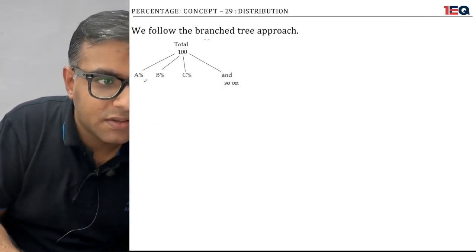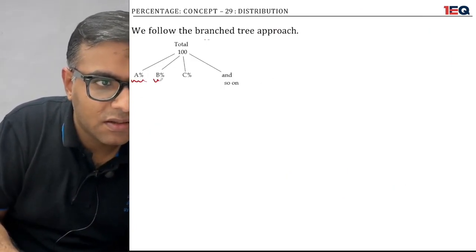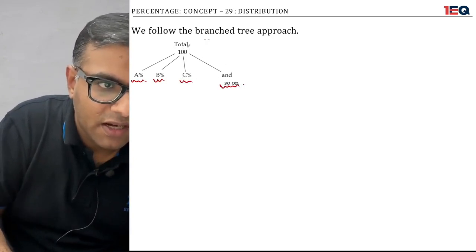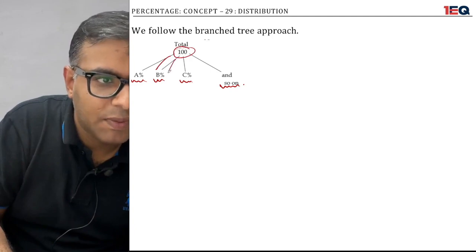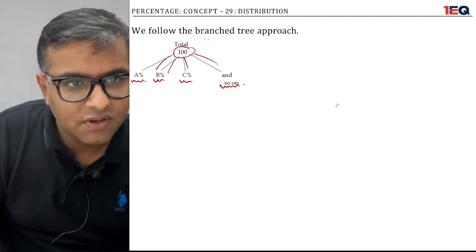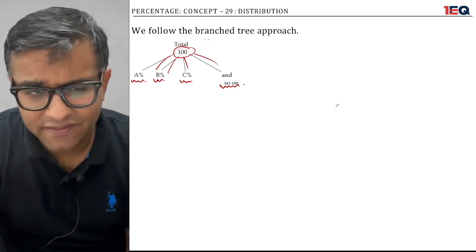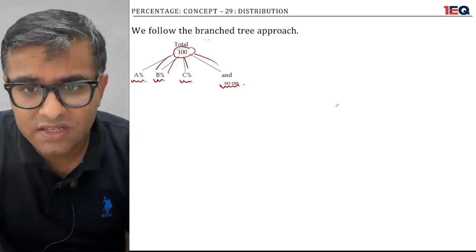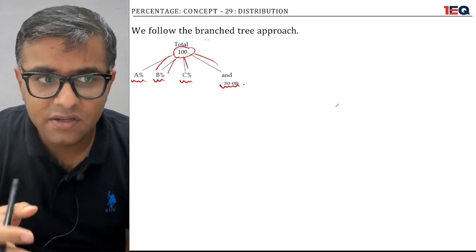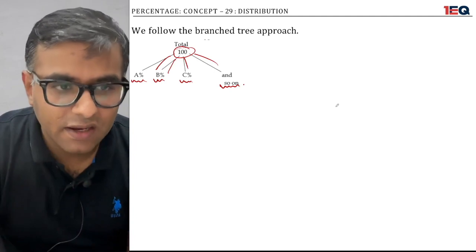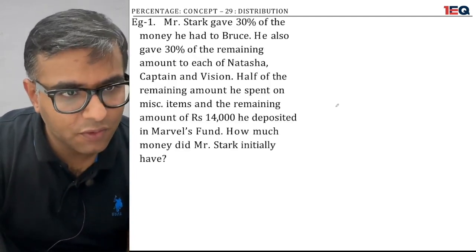There is a branch tree approach which says that there might be 100% which is split into different portions. So it can be distributed using the branch tree approach, and this is very interesting. Once you see the questions, then you'll be able to understand, because there's not much to explain. I just say the word branch tree approach, and if I tell you some concepts about it, you won't be able to understand them unless you solve a few questions of it.